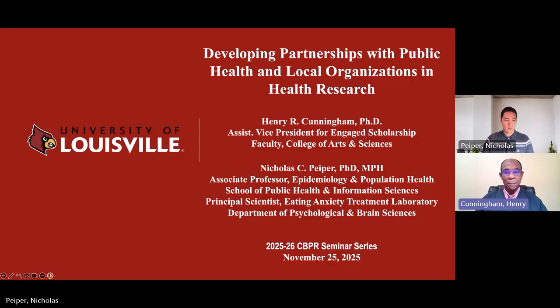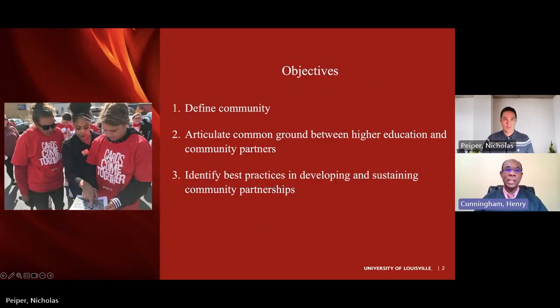All right. So we listed a few objectives that we hope to cover during today's session. What we hope to do is, by the time we're finished, have an idea as to what exactly a community is, look at some of the common elements of a community partner and working with them, and also some of the best practices that we can identify in developing and sustaining community partnerships. So these are the three things that we hope to accomplish by the end of today's webinar.